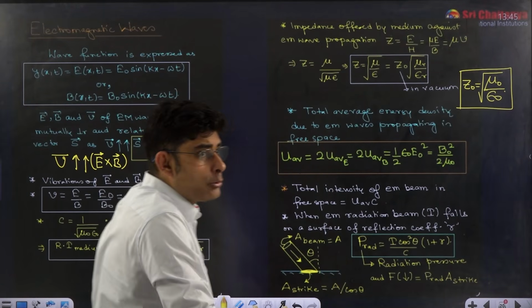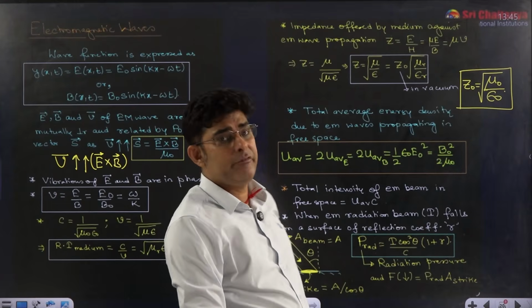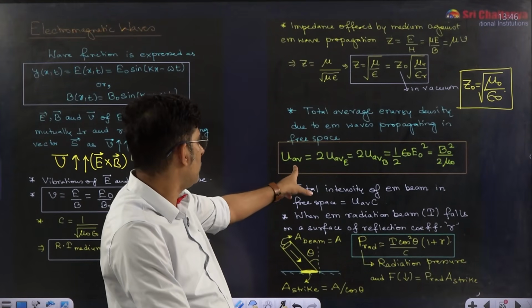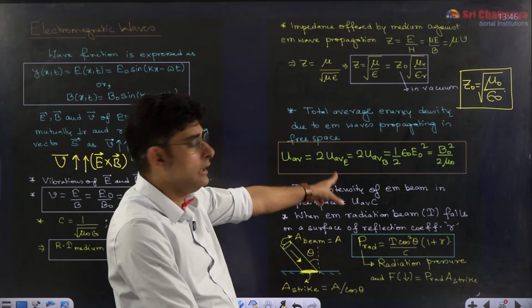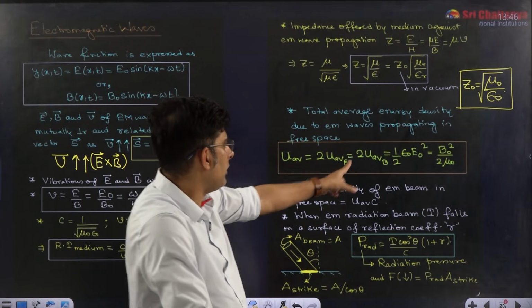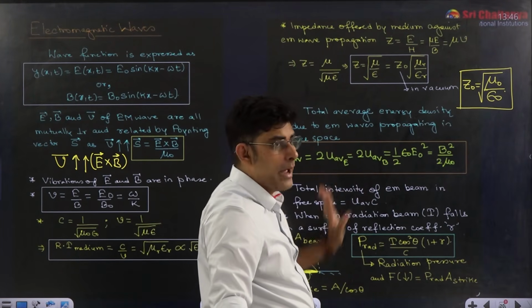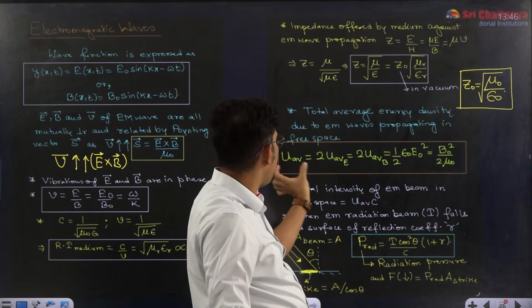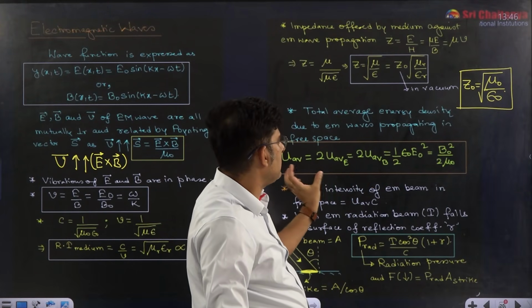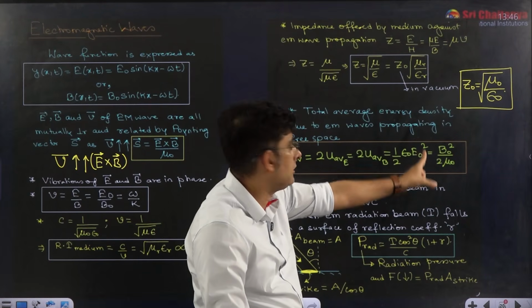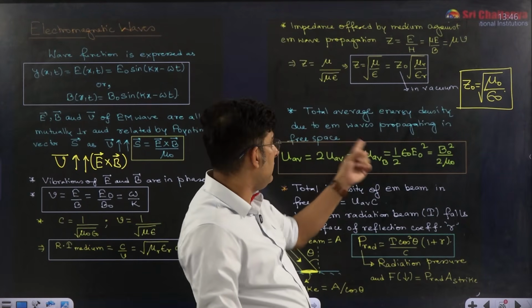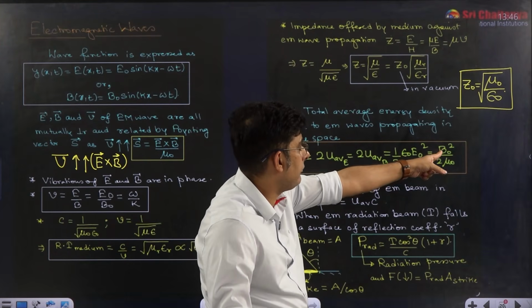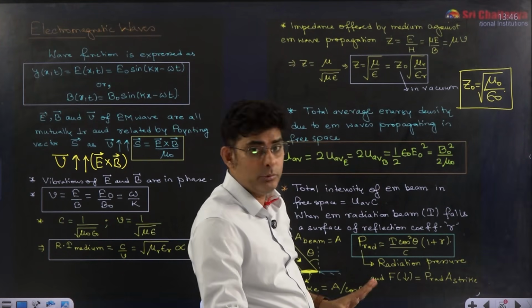Now the total average energy density due to EM waves propagating in free space, energy per unit volume. The total average density is double the energy density due to the electric field only, or double that of the magnetic field, meaning the magnetic and electric contributions are the same. Each is half of the total. So this total energy density you can write either as half epsilon naught E naught square, which you remember as the electric field energy density formula, or as the magnetic field energy density formula, B square by 2 mu naught.